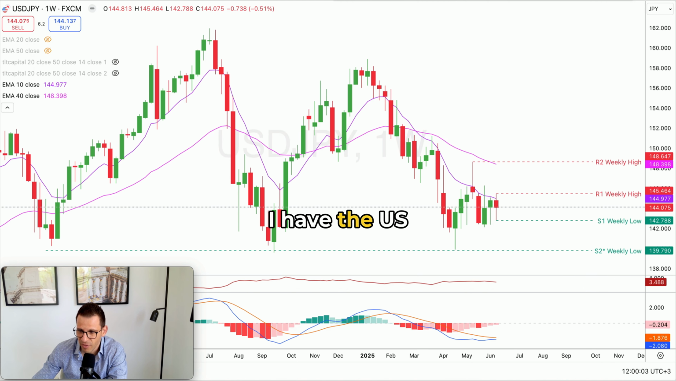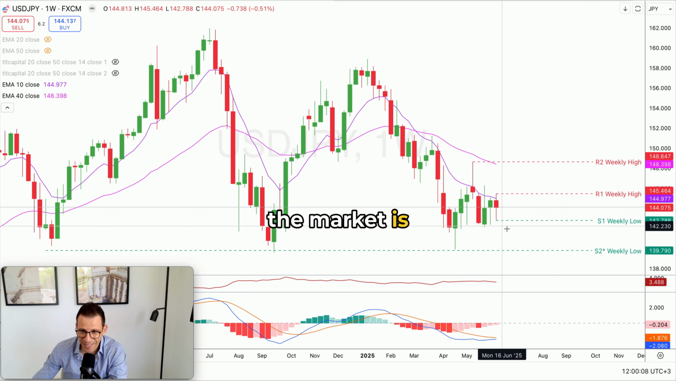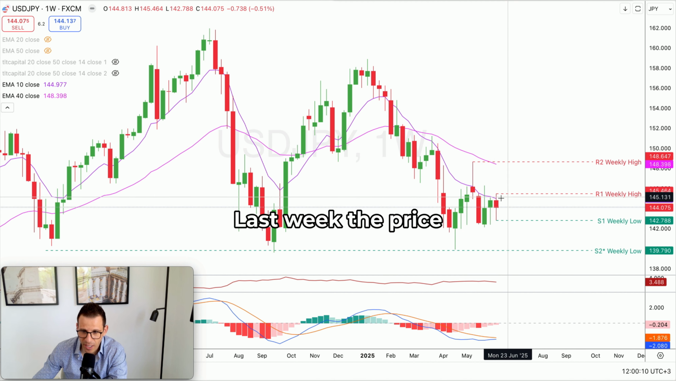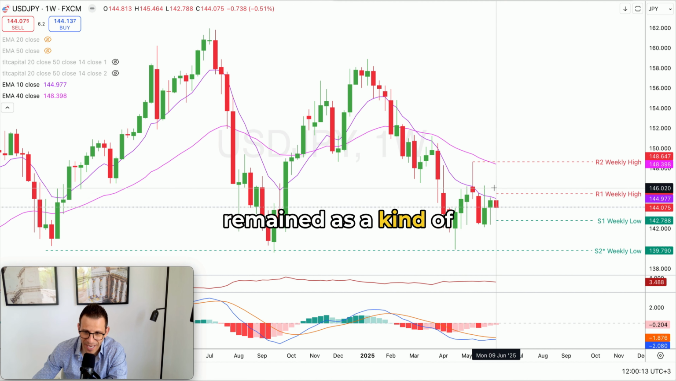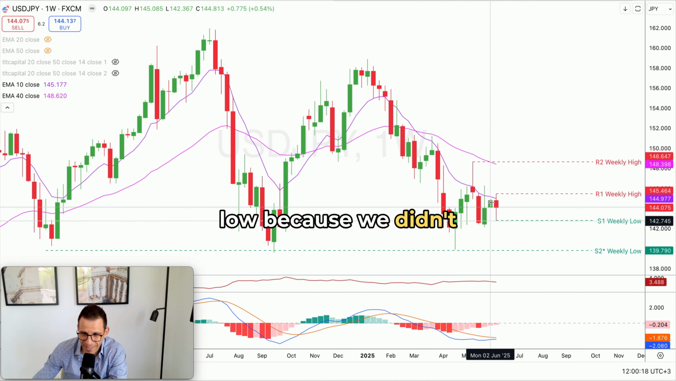Next one on the list, I have the US dollar against the Japanese yen. Starting from the weekly chart, the market is in a downtrend. Last week, the price remained as a kind of inside candle within the boundaries of this high and that low because we didn't see continuation.